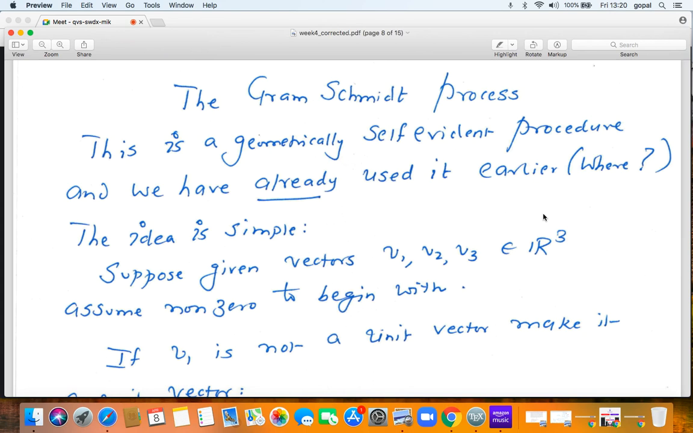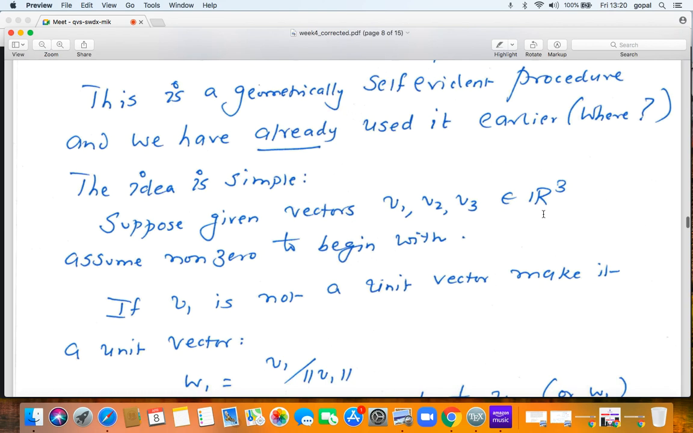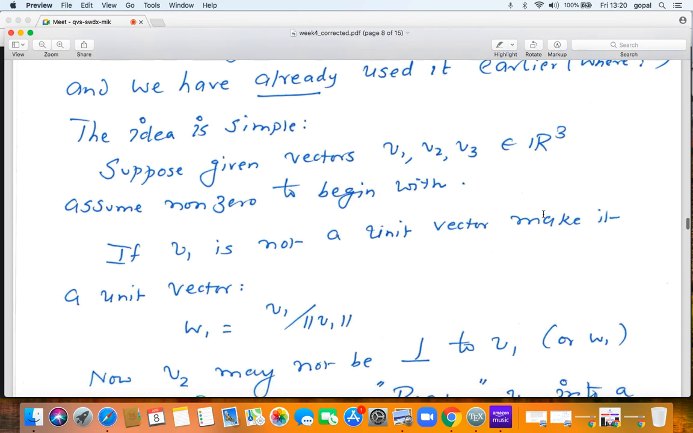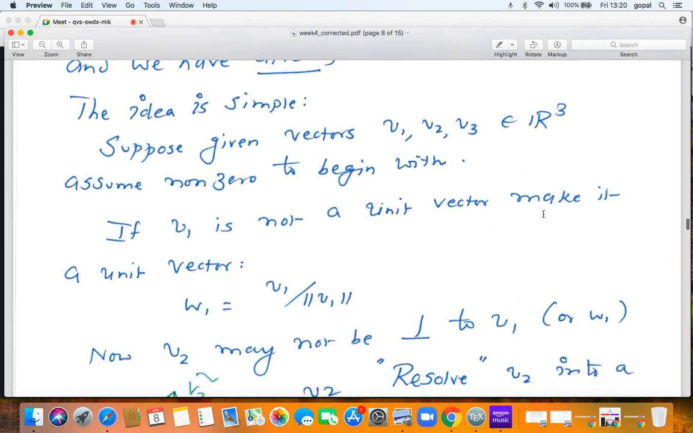Suppose, just to keep ideas simple, let us work in R3. You're given three vectors v1, v2, v3 in R3. Assume that they are all non-zero vectors. Now, v1 may not be a unit vector. If v1 is not a unit vector, divide v1 by its length. So v1 by norm v1, let's call it w1. Now, v2 may not be perpendicular to v1. Of course, being perpendicular to v1 means perpendicular to w1, because w1 and v1 are proportional.